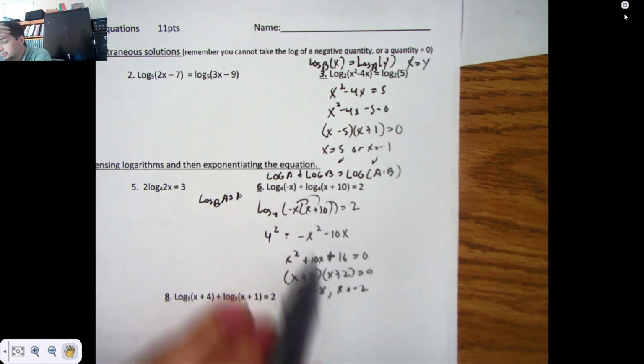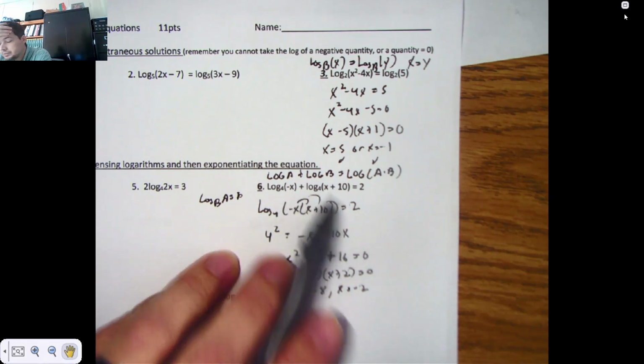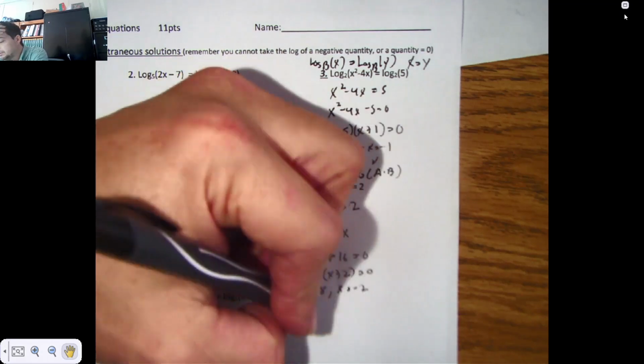And then I'm going to make sure they work. If I plug in a negative, that's positive. If I plug in a negative, that's positive. If I plug in a negative, it's positive there and it's positive there. So they're both real.